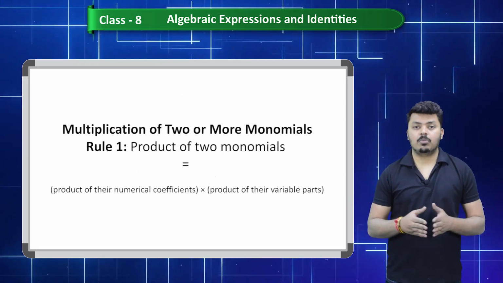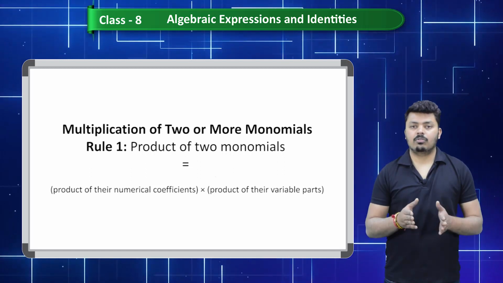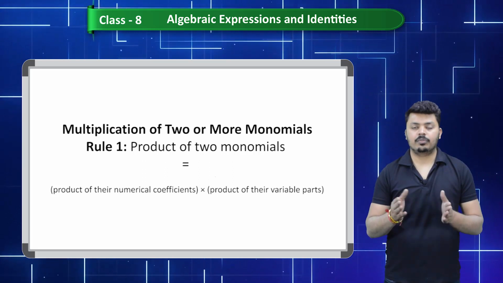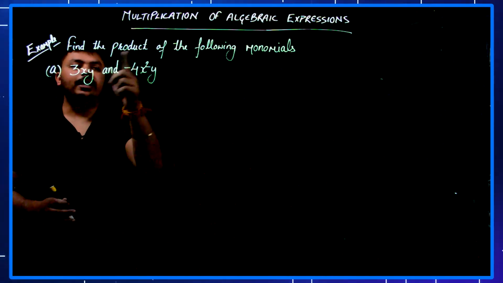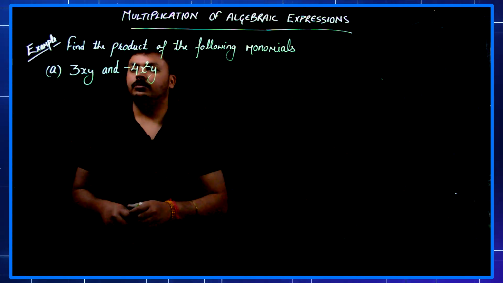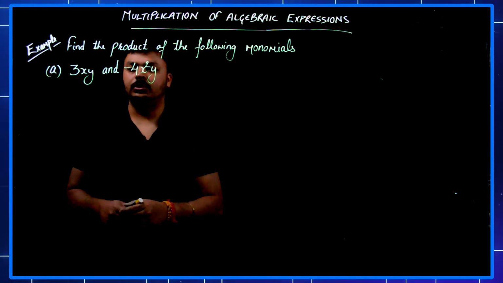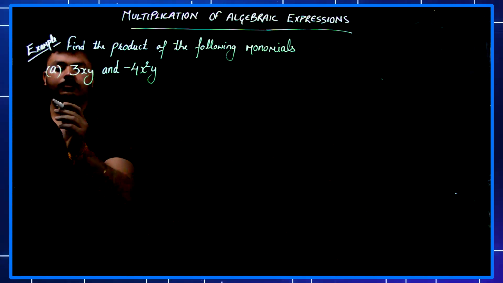Multiplication of two or more monomials. Rule 1. The product of two monomials equals the product of their numerical coefficients into the product of their variable parts. Example. Find the product of the following monomials. So A part is 3xy and minus 4x square y. So we have to find the product of the two monomials.